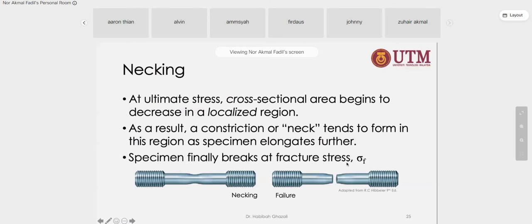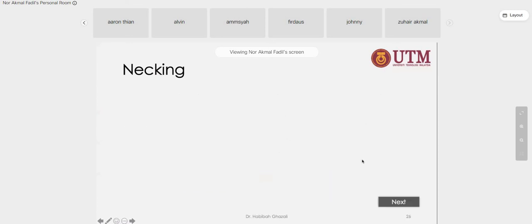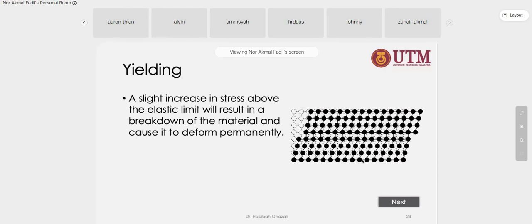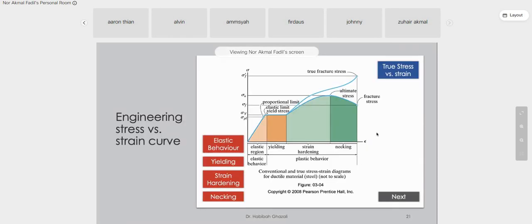The specimen finally breaks at the fracture stress. At this point, this is the fracture stress, so it will fracture at this stress value after experiencing the yielding process and passing the ultimate tensile strength. The fracture value is lower than the ultimate tensile strength. So necking occurs after the maximum stress, and then it fractures at a stress value lower than the ultimate tensile strength.